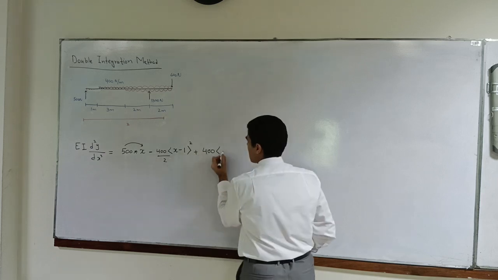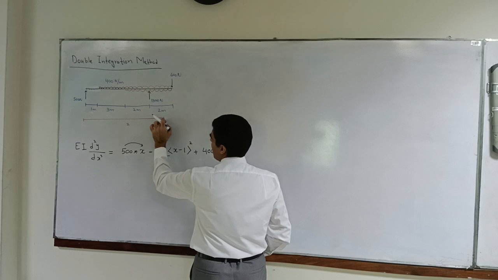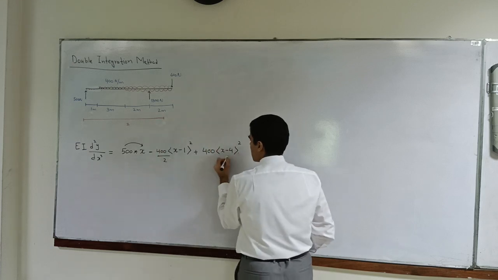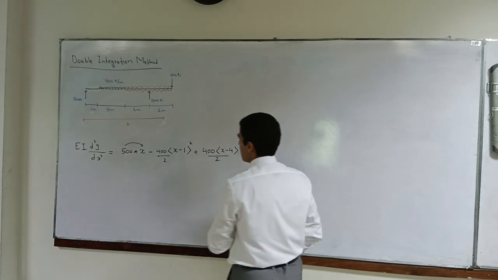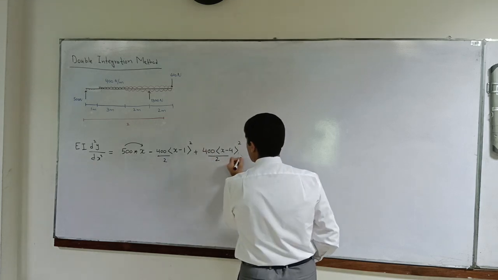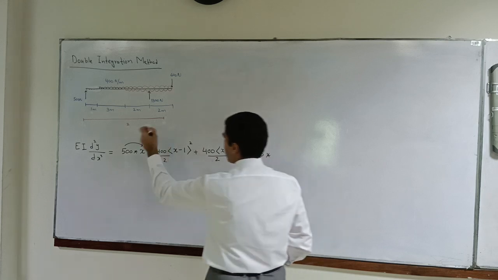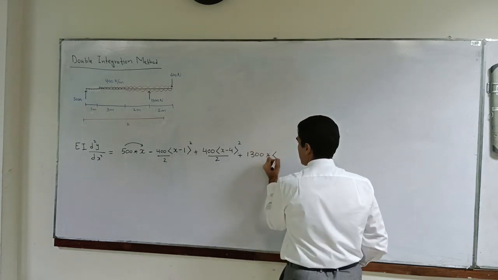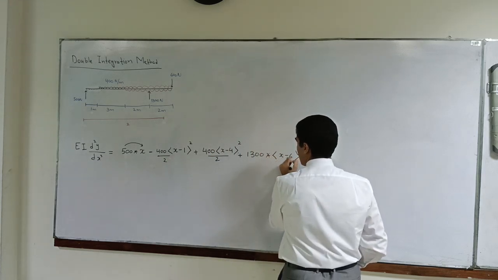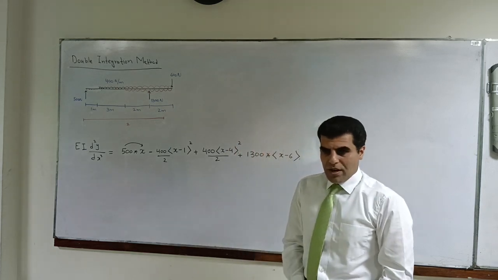Sir, are we taking moment from the right side or left side? Right side. We are taking moment about this point. And 1300 into x minus 6.